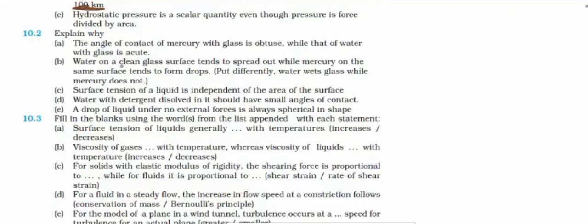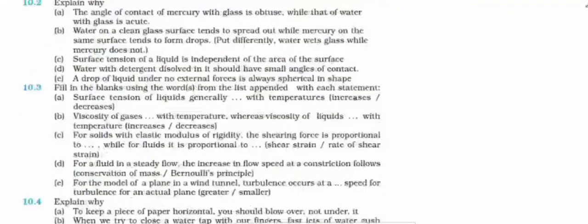Then next part B, water on a clean glass surface tends to spread out while the mercury on the same surface tends to form drops. Again, the answer will be of the same reason. We can explain in terms of cohesive force or adhesive force, or in terms of interface of surface tension.